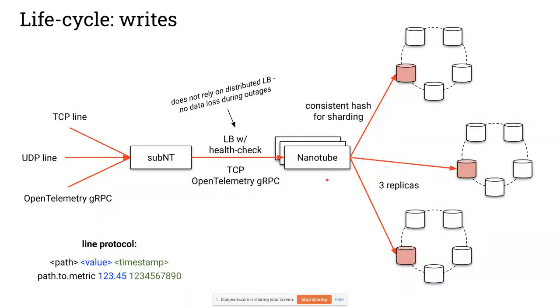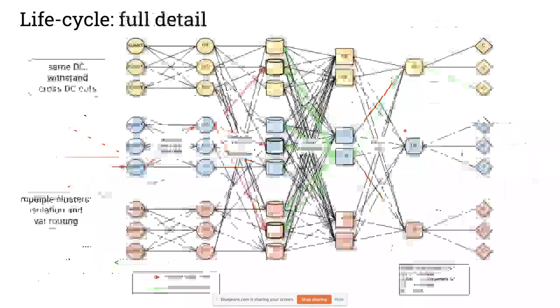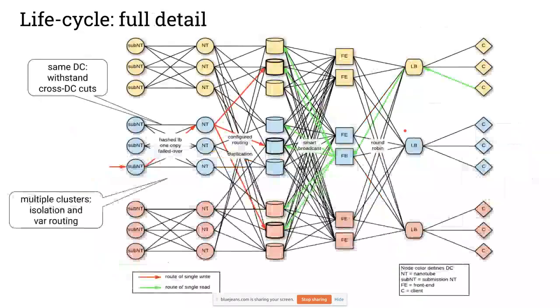Nanotube also routes data to appropriate storages. Our topology of storages can be quite involved. So different data gets to different storages, and inside these clusters of storages, they get to different shards. Yeah, so this is how it looks in full detail.